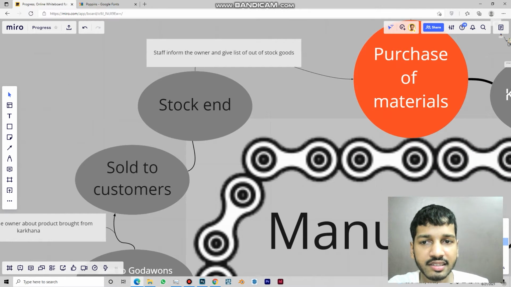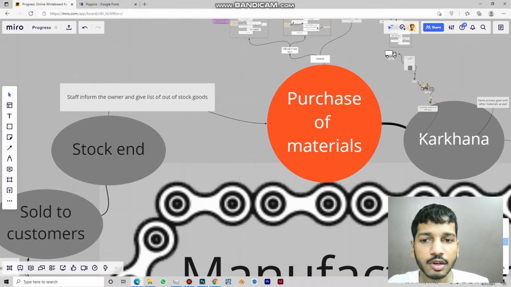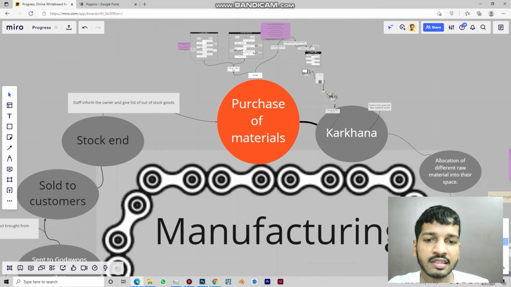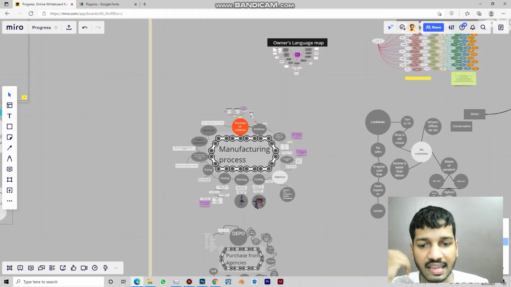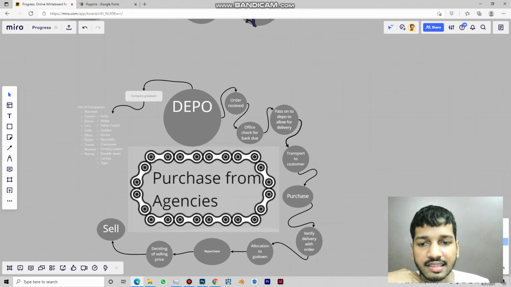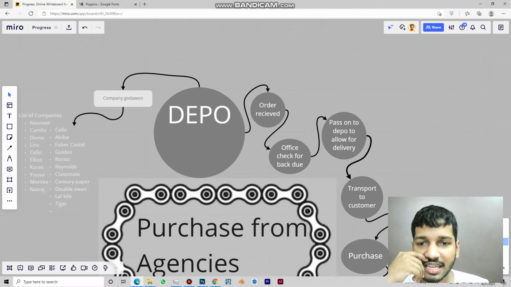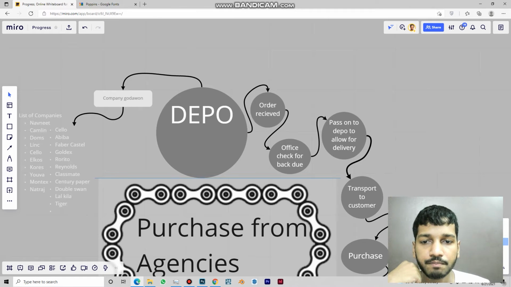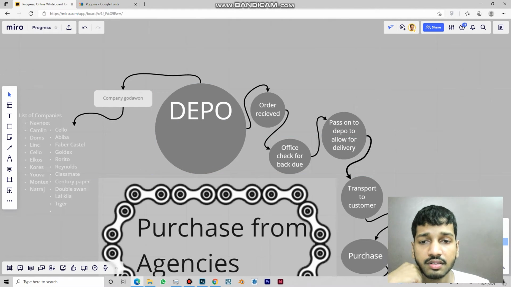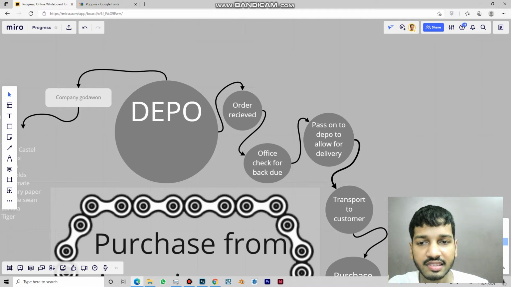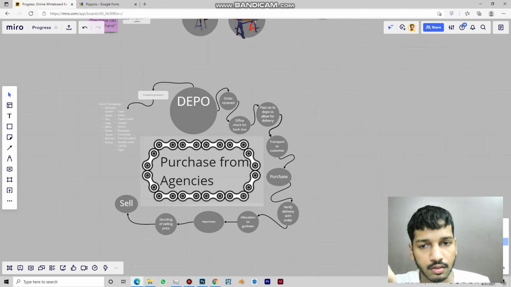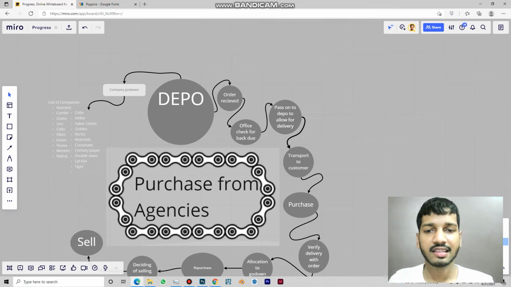When stock ends, the staff inform the owner and give the list of out-of-stock goods, and then the same process happens again. It's like a loop that keeps going on. This is the purchase from agency, but do they purchase from the agency? The depot is the area where the company keeps its goods. It is either a CNF. CNF is the person selected by the company for a whole area, like a whole state.